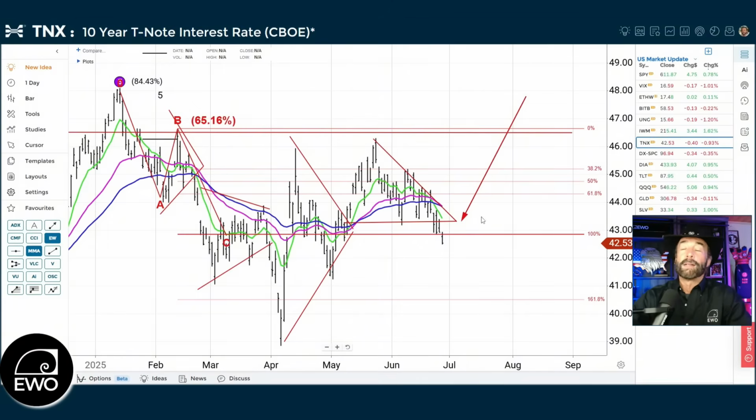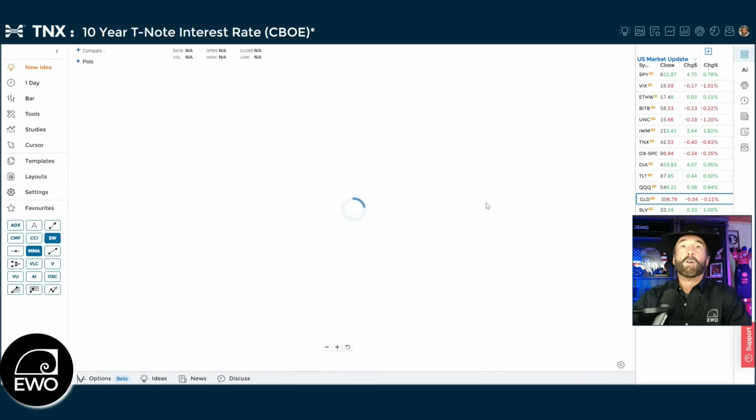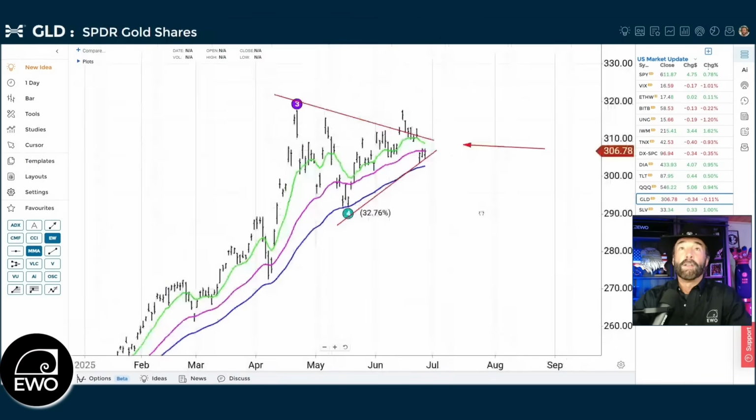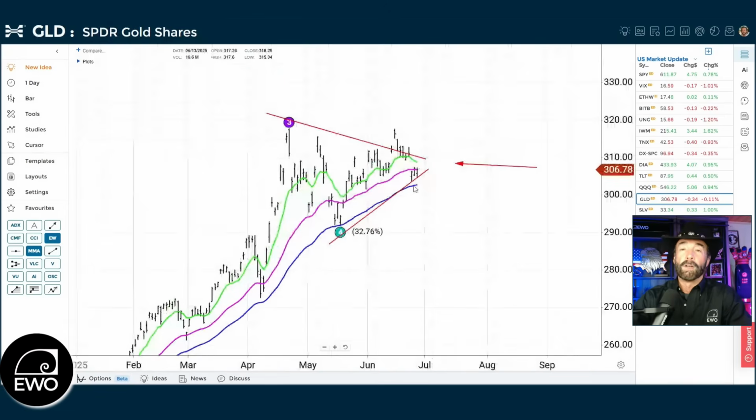And then if we go ahead and take a look at the metals, we look at GLD. So we go here and you can see that we have expanded this triangle here on GLD. I've mentioned this in the past. GLD loves to do this: consolidate, breakout, consolidate, and breakout.